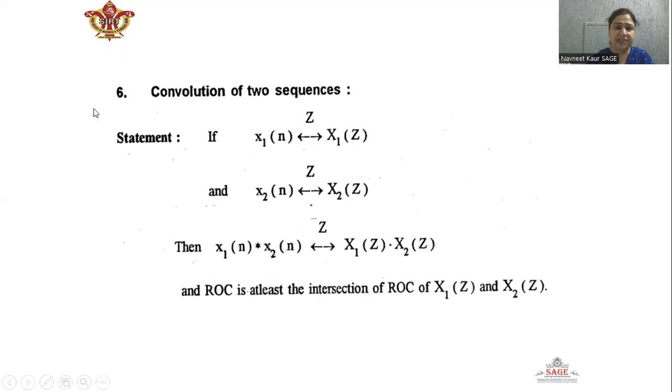Now coming to the next property, which is convolution of two sequences. Say if I have two sequences x1(n) and x2(n) having z transforms X1(z) and X2(z) respectively. Now if I take convolution in time domain, which is x1(n) convolution with x2(n), here in z domain, both the z transforms will get multiplied. I'll get X1(z) into X2(z), and ROC will be the intersection of the ROC of X1(z) and X2(z).